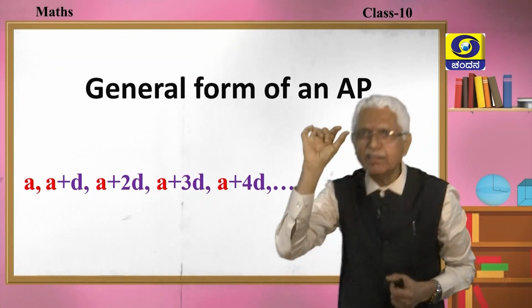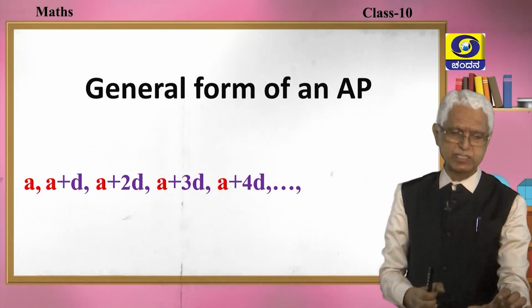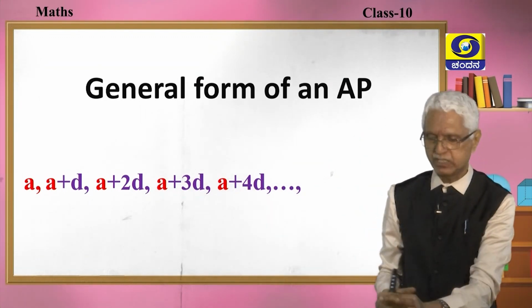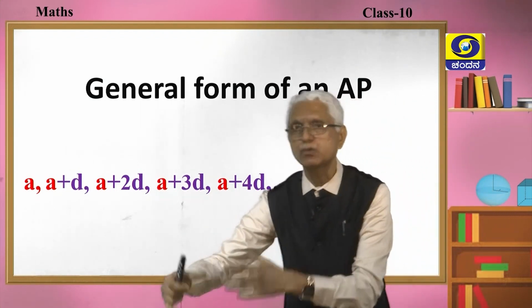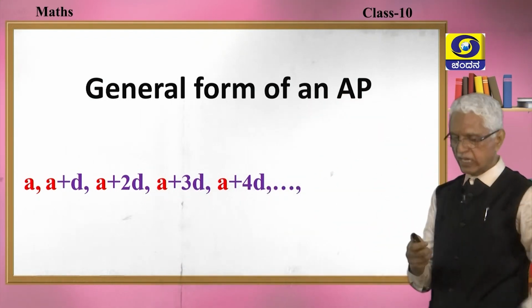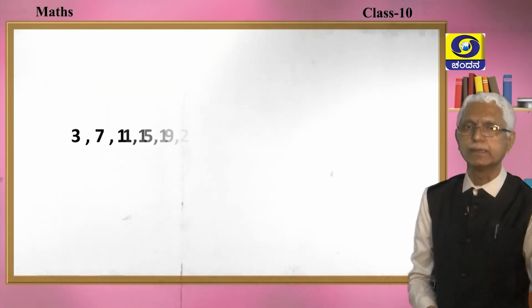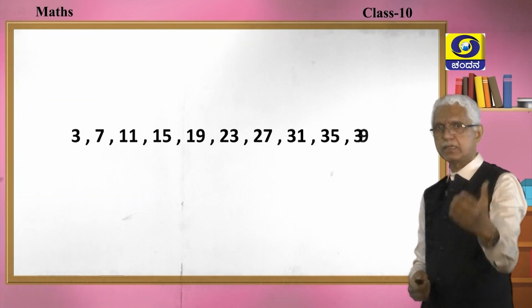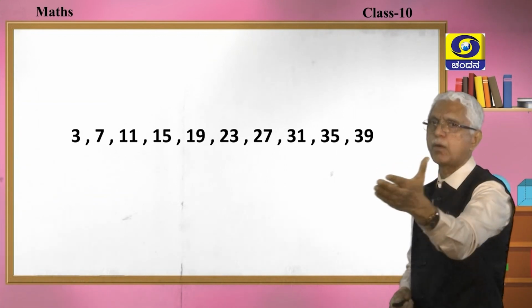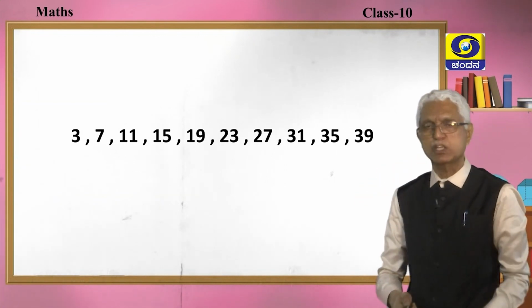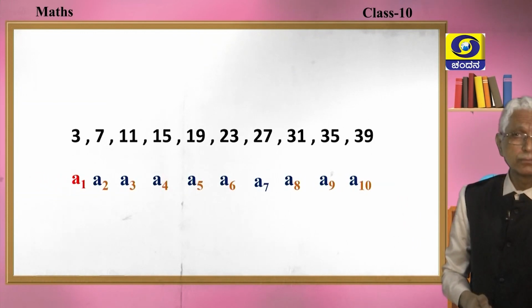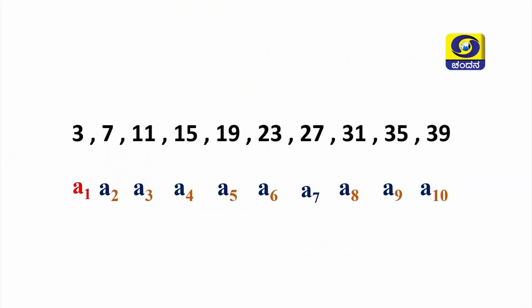That was a particular example. In general, first term is A. Add the difference D, A plus D, add the difference D, A plus 2D, and so on. So, this is the general form of an arithmetic progression. Beautiful. Now, please take here, my dear children, 3, 7, 11, 15. I am sure by now, obviously, you have identified it is an arithmetic progression. What is the common difference? Can anyone tell me? 4. 7 minus 3 is 4, 11 minus 7 is 4, 19 minus 15 is 4, 35 minus 31 is 4.